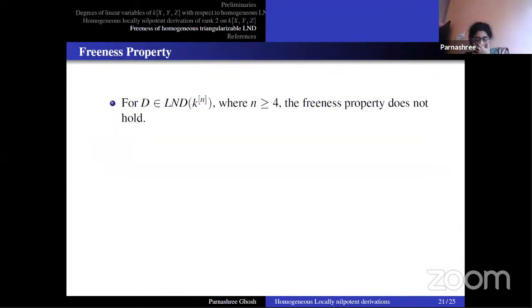Next, I want to talk about the freeness property for general LNDs. If we have an LND over K^n, where n is greater than or equal to 4, then the freeness property does not hold in general. There are examples where the flatness property fails, that is, K^n is not flat over the kernel of D. So there is no question of asking whether it is free or not. So flatness does not hold even in higher dimension.